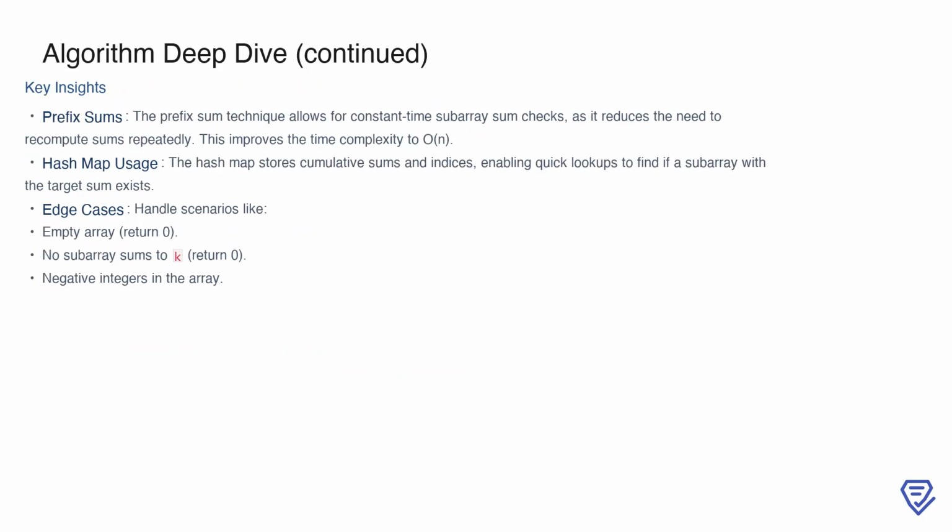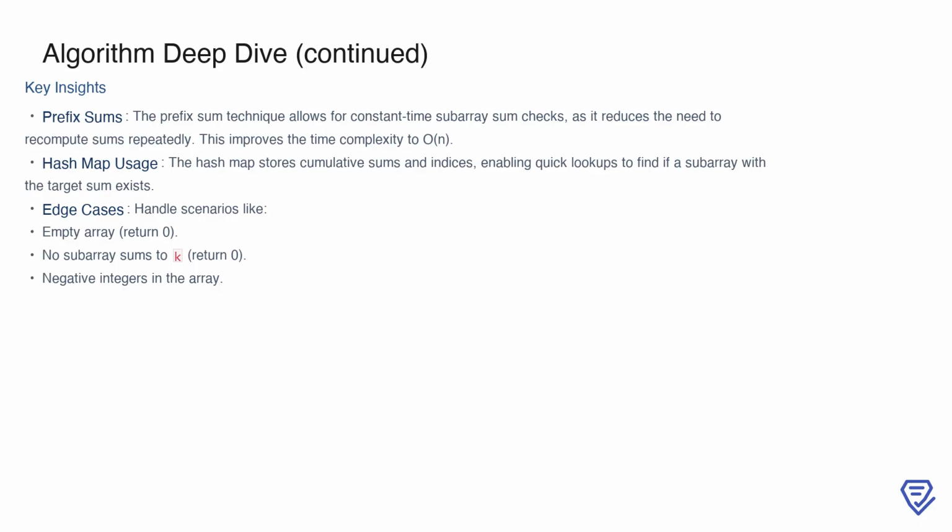The prefix sum technique is a key insight in this approach. It allows us to check for subarray sums in constant time, eliminating the need for repeatedly recalculating sums, which significantly improves the time complexity to O(n). The hash map plays a crucial role by storing cumulative sums and their earliest occurrence, enabling fast lookups to determine if a subarray with the target sum exists.